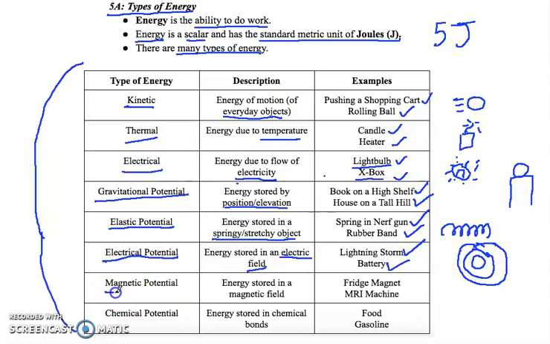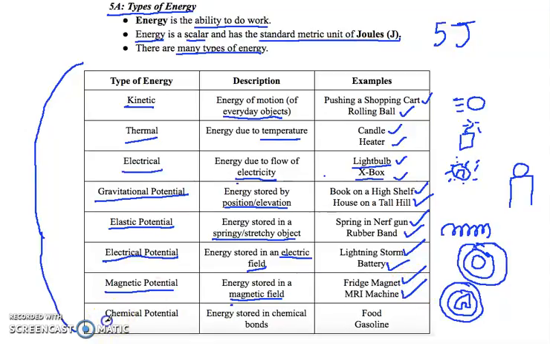The next one would be the magnetic potential. So that would be energy stored in a magnetic field. And again, we're going to get into exactly what fields are a little bit later. So if you have an object, it's a magnet. Certain objects are going to produce magnetic fields, and you can actually store energy with those. So an example would be like a fridge magnet or an MRI machine. They're going to use magnetism basically to store energy in a magnetic field.